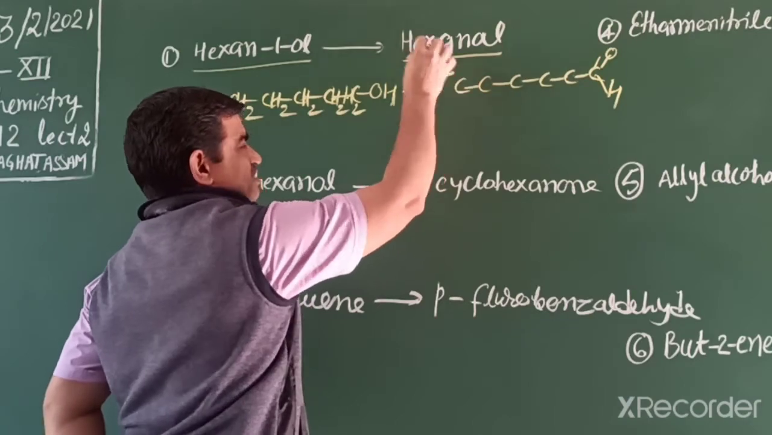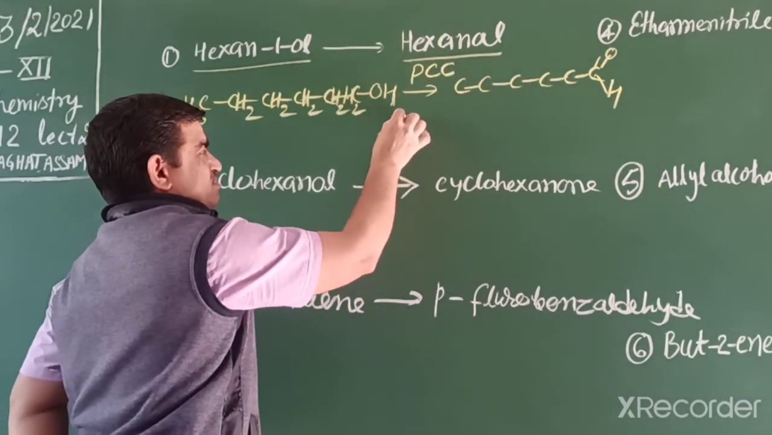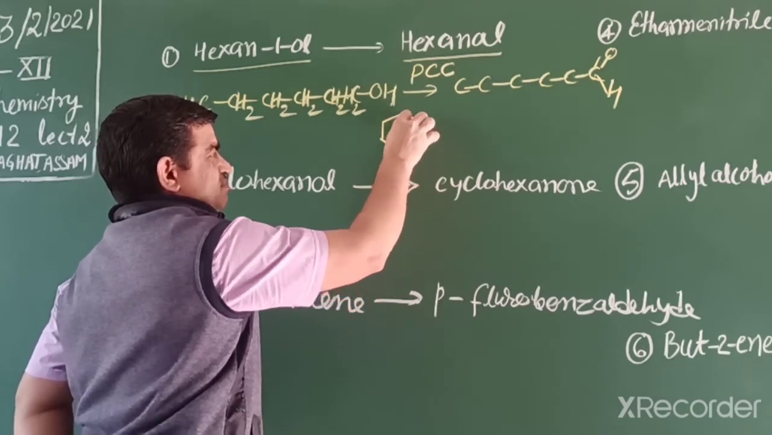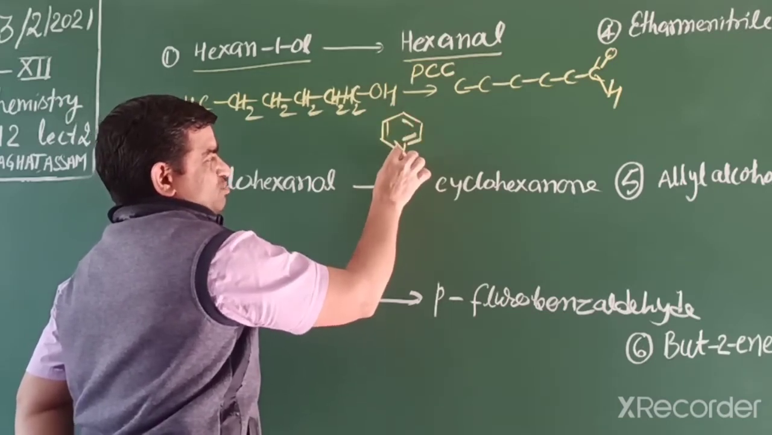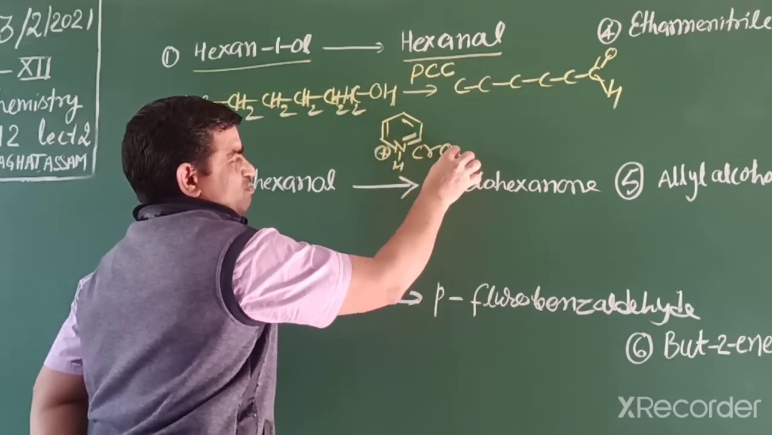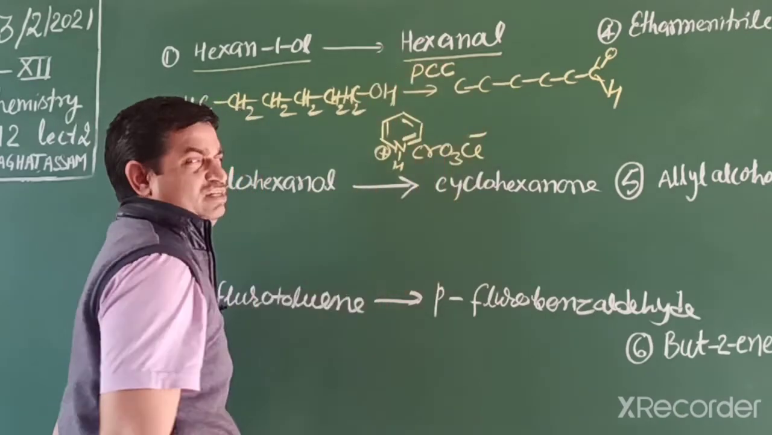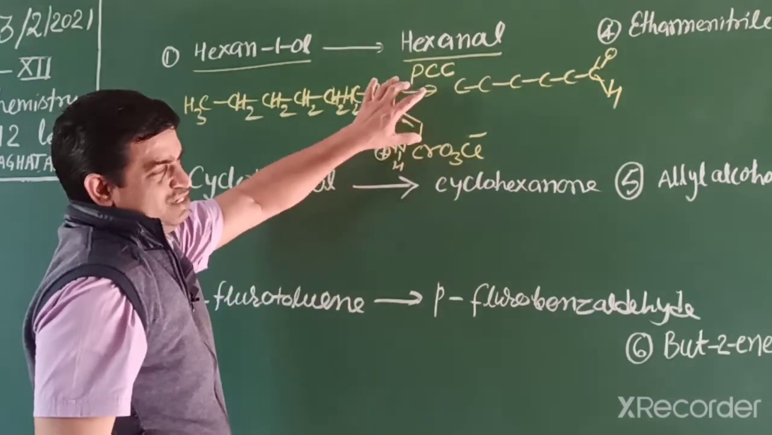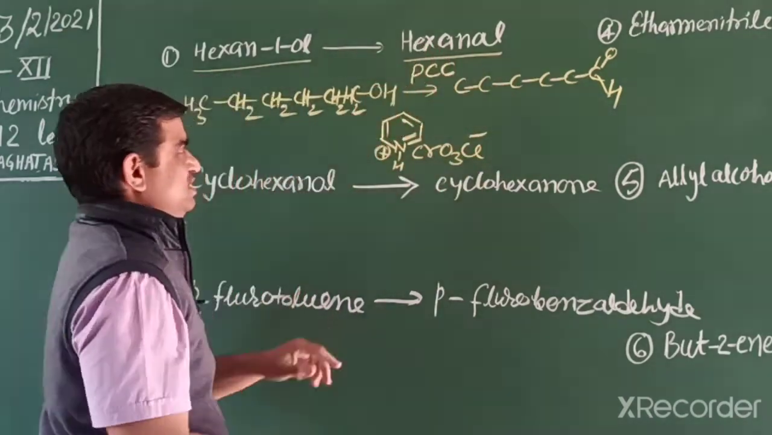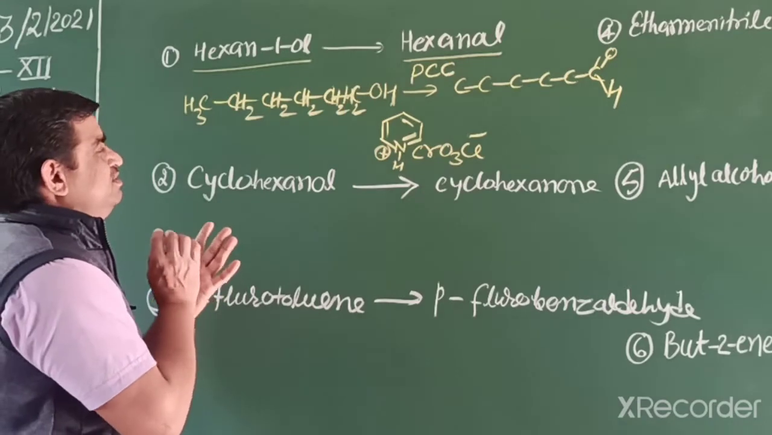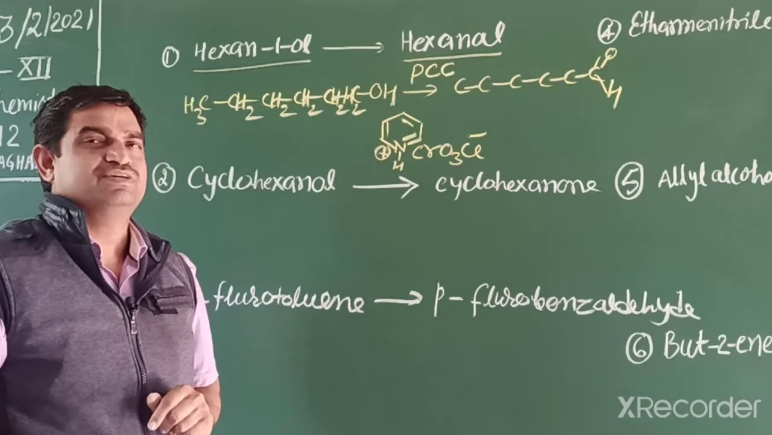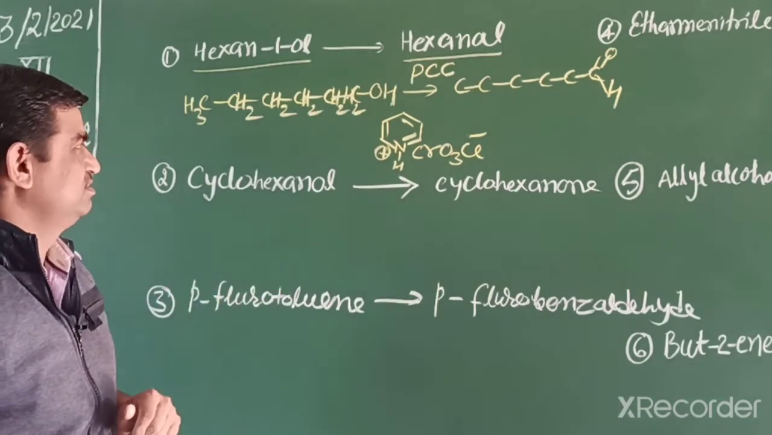PCC, pyridinium chlorochromate. We can write it like this, pyridine and HCl, so it abstracts a proton, pyridinium chlorochromate, a salt. This one is PCC. If we use it, then the alcohol converts into the corresponding aldehyde, means this one is a controlled oxidation. If you use potassium permanganate, then it changes into hexanoic acid, a carboxylic acid.